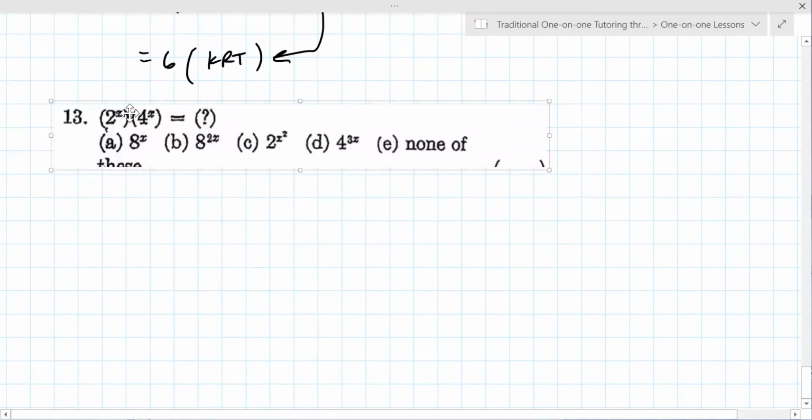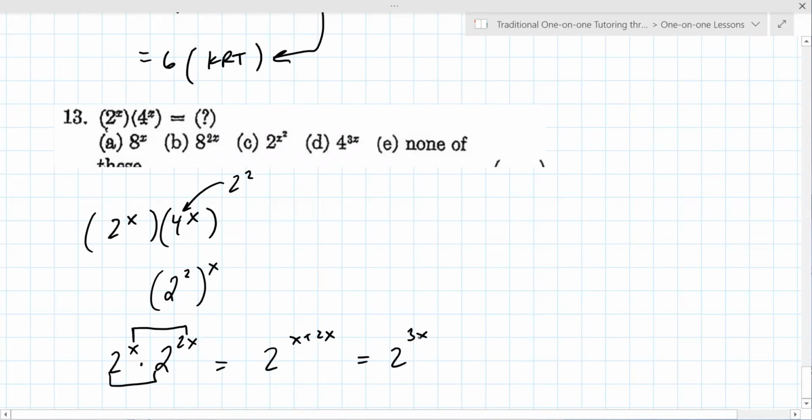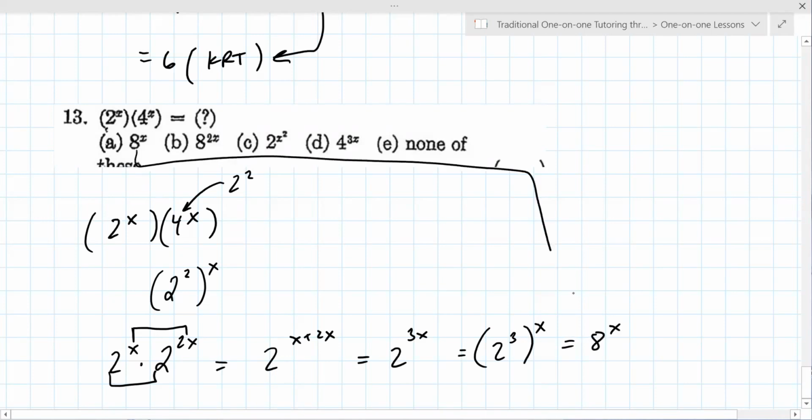So the first one here, 2 to the x times 4 to the x. You can rewrite 4 as 2 squared, so this is 2 squared to the x. Then you can multiply, and this becomes 2 to the 2x times 2 to the x. When the bases are the same, you add the exponents. This becomes 2 to the x plus 2x, which is 2 to the 3x. Now you might be saying to yourself, well, none of those are there. That's right, because you can do 2 cubed first to the x, so it's 8 to the x. But it's a lot of manipulation, a lot of understanding how to combine these things.